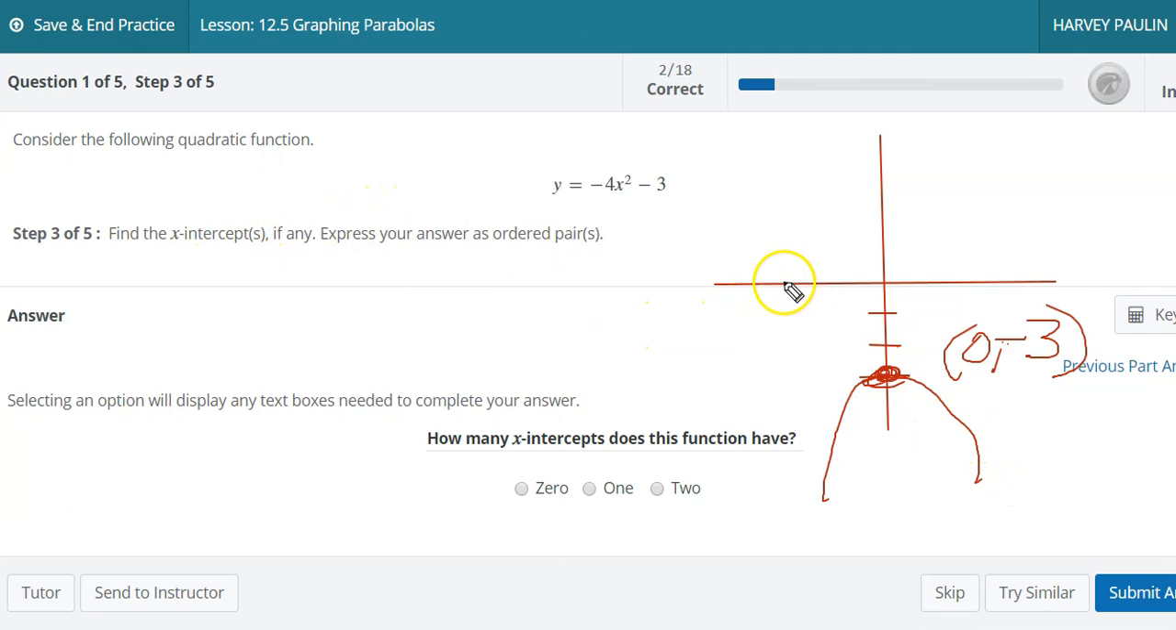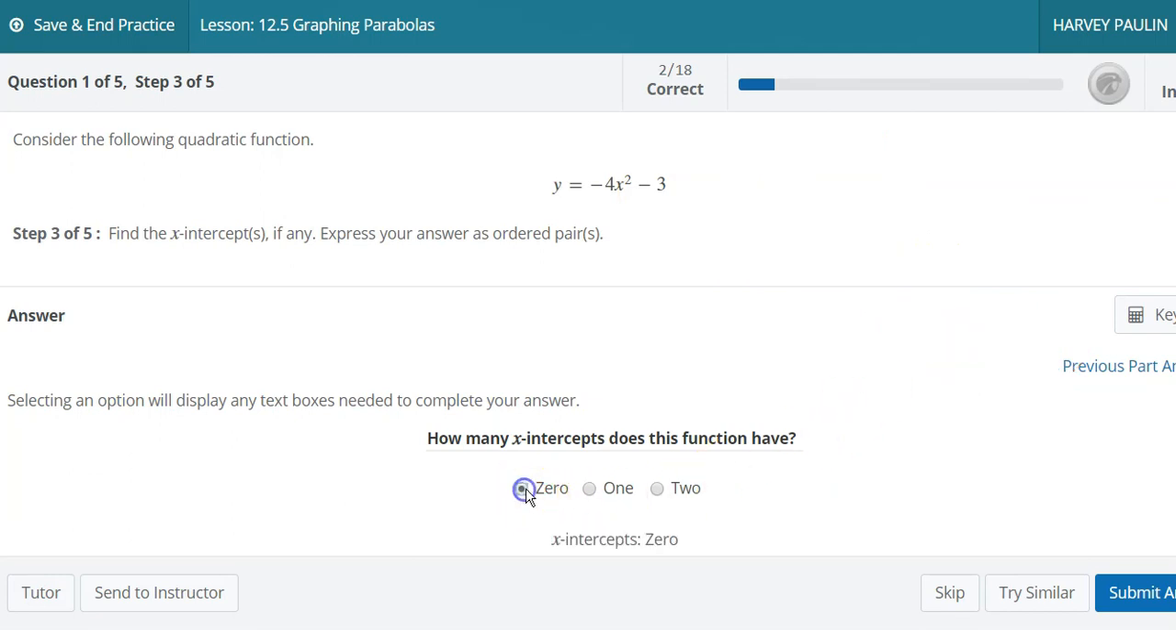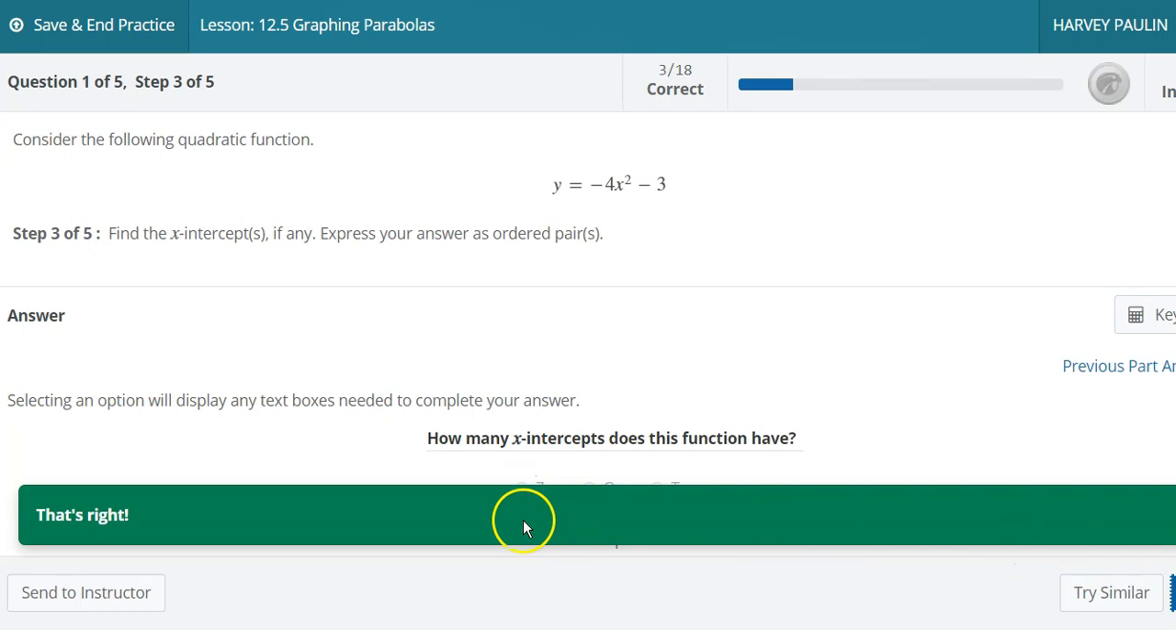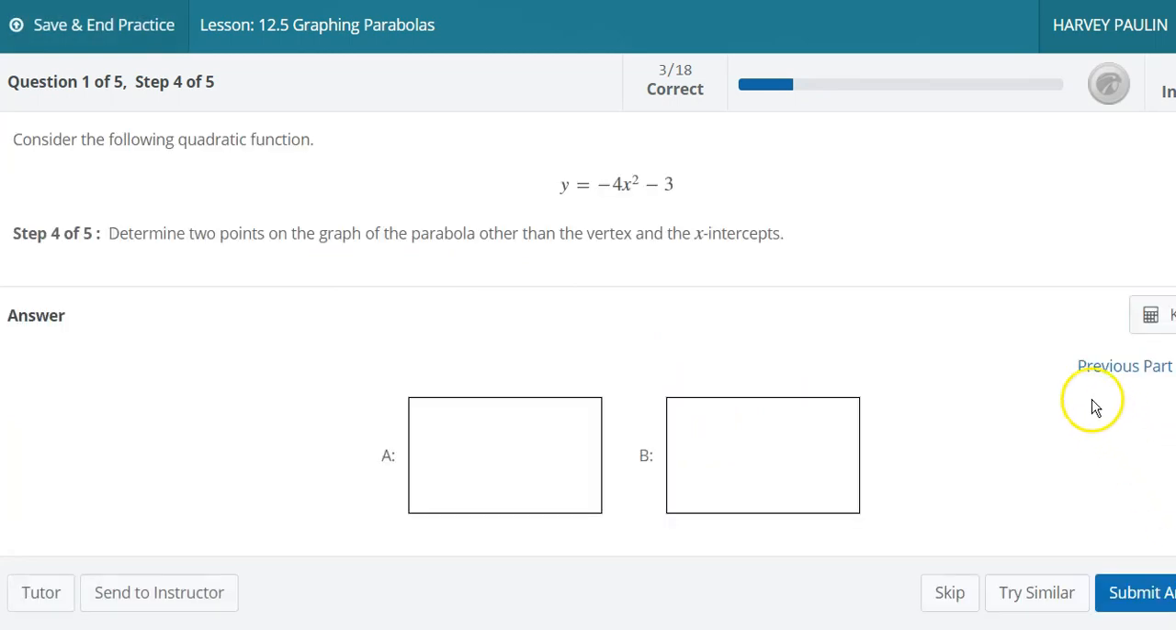So are there going to be any x-intercepts here? Does this parabola cross the x-axis? And the answer is no. So there's going to be 0 x-intercepts. That's not always going to be true because, again, if you solve this, you'll find your x-intercepts, your zeros, that will be used in other examples. So you will click on the zeros and submit your answer, and they'll say, yes, that's right. It doesn't have any. And then we're going to go on to the next.